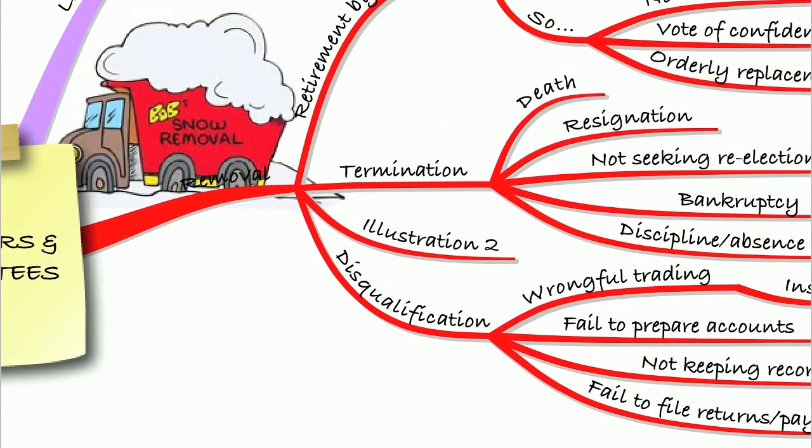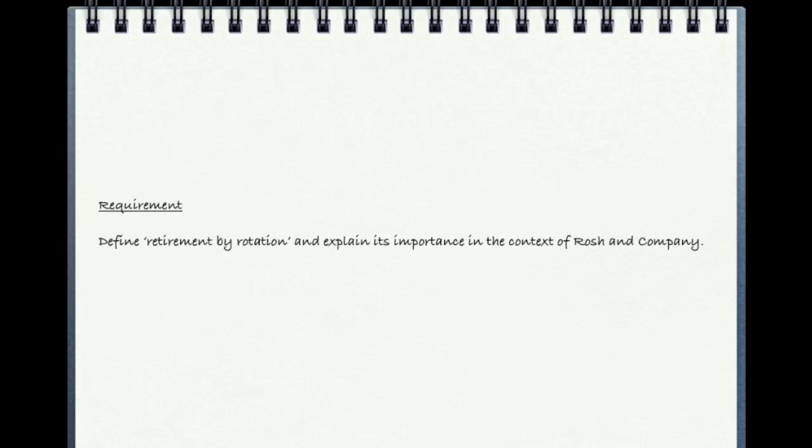Let's look in particular at this retirement by rotation that we discussed in illustration 2. Again, look through the scenario, use what we've talked about here, and maybe have a go at answering the question, and then work through the answer with me. In illustration 2, the requirement is to define retirement by rotation and explain its importance in the context of Roche and Company. So we've already discussed retirement by rotation. Let's talk about it here and see if we can come up with a definition.